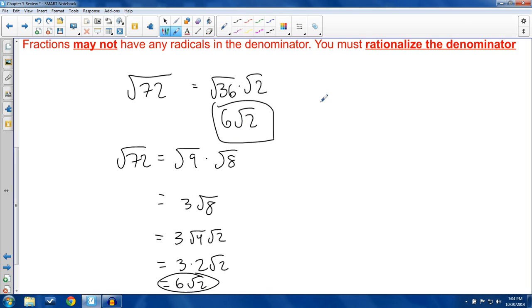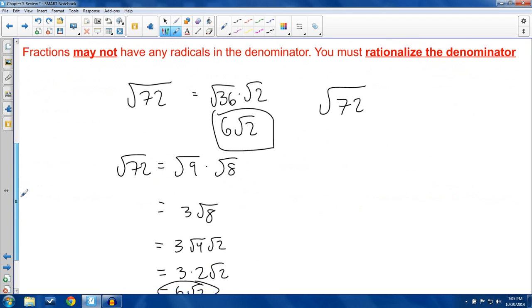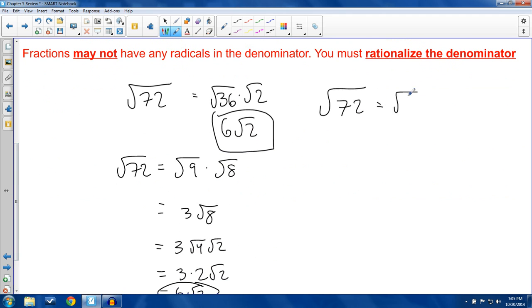Okay, let's do this one more time. Let's say you didn't know that 9 was a perfect square and you divided out a 4. That's square root of 4 times square root of, oh, help me out here, 13, not 13.